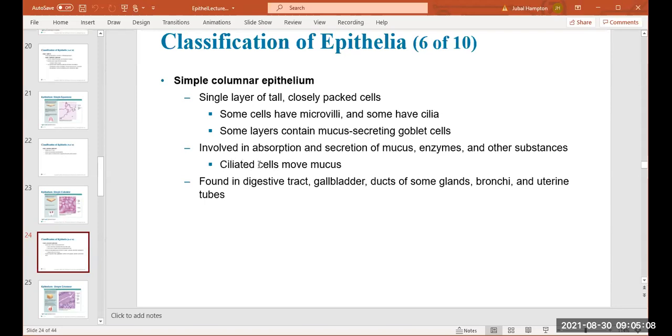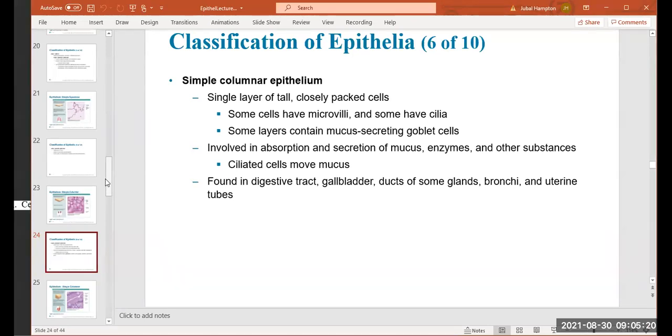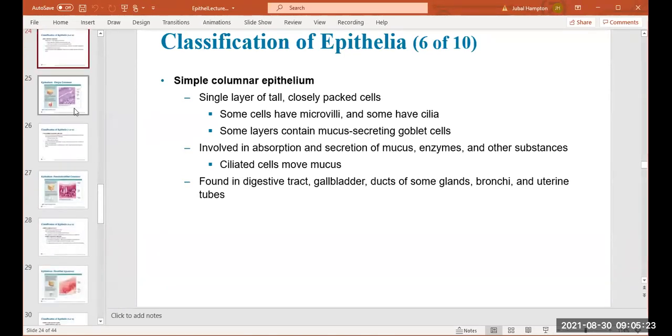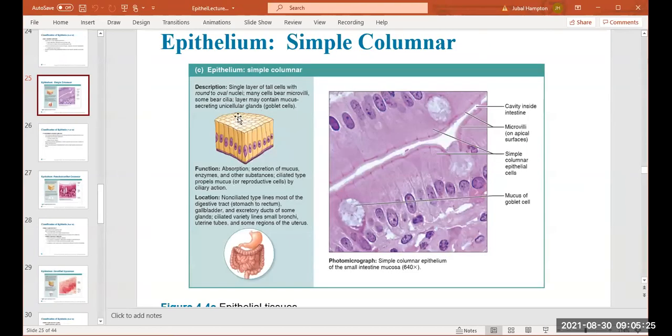So here's a note. Ciliated cells move the mucus. Found in the digestive tract, gallbladder, ducts of some glands, bronchi, and the uterine tubes. That would be the reproductive tract there, if you didn't know. So, the diagram shows here columnar epithelium packed up well, nuclei present. Again, note, nuclei are in the basal portion of the cell.